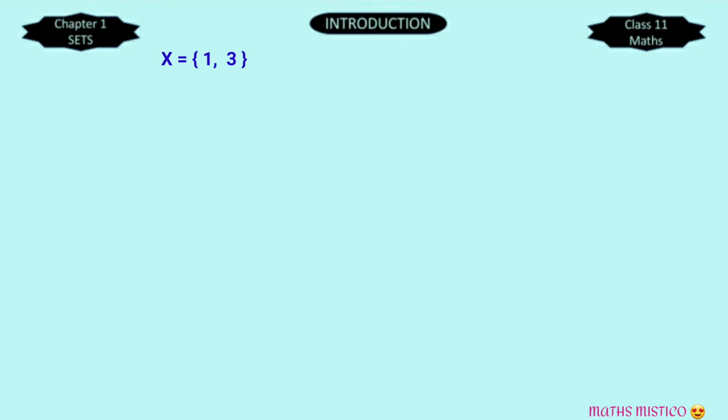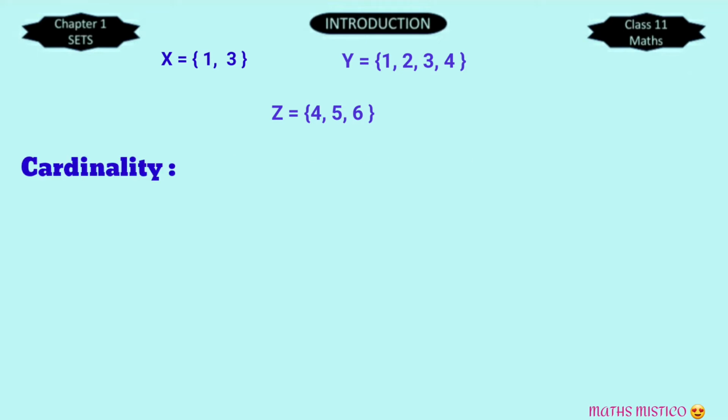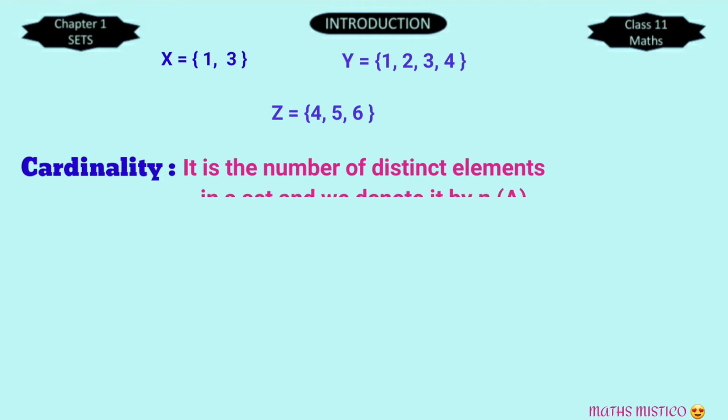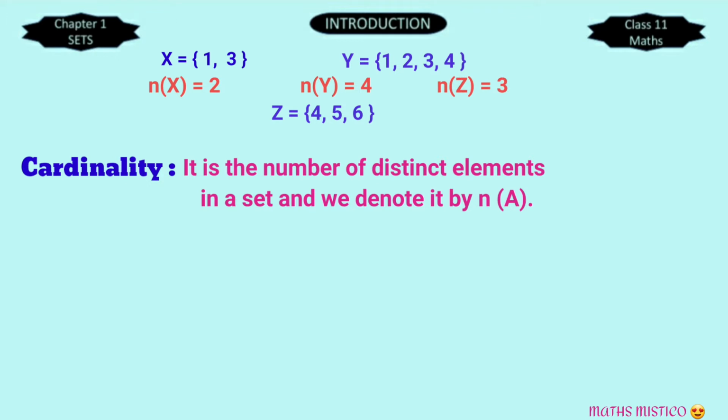Say X = {1, 3}, Y = {1, 2, 3, 4}, and Z = {4, 5, 6}. The number of elements in a set is denoted by n(A) and is also called the cardinal number or cardinality of the set A. Observe the given sets carefully. Here n(X) = 2, n(Y) = 4 and n(Z) = 3. Therefore, the set Y is the largest set here.